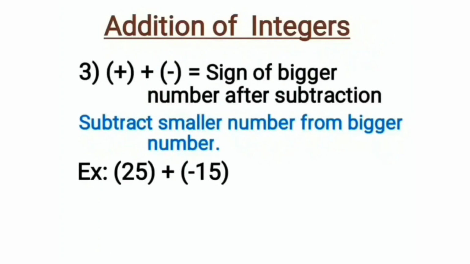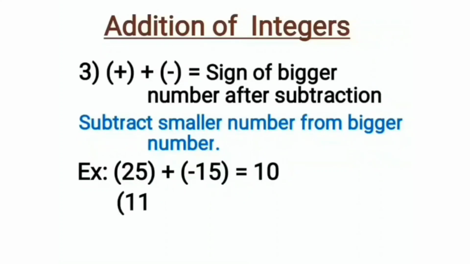25 plus minus 15. Here bigger number is 25 and smaller number is 15. So we have to subtract and result is 10. As 25 is positive, so result is also positive.